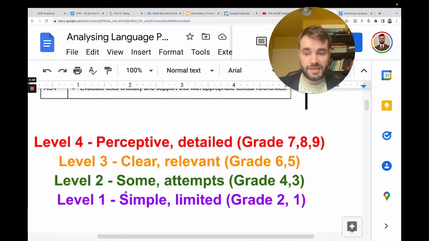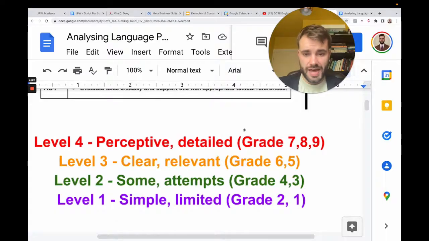Now, if we look at these descriptors, let's start at the bottom. Level 1, which no one should be aiming to do, is simple and limited. That's where you don't actually answer the question, you wrote something simple that might be vaguely related. Level 2 is some attempt, so you've partially answered the question. That's a grade 3 or 4 approximately. It's also not what you should aim to do.